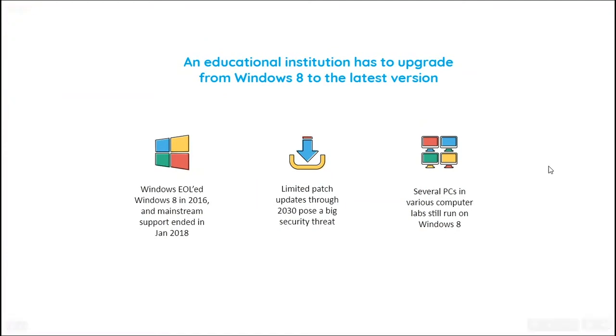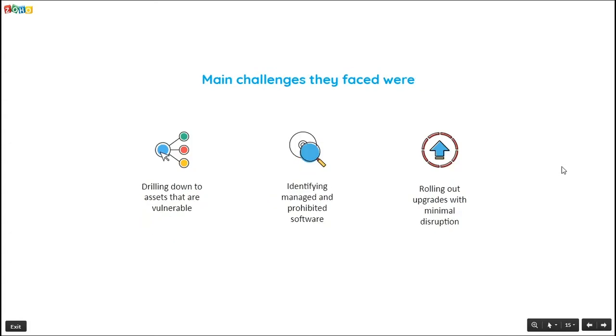So with that, let's take a quick look on how an educational institution has to upgrade from Windows 8 to the latest version. So Windows EOL'd the Windows 8 operating system in 2016, and the mainstream support had ended in Jan 2018. So an institution later discovers that there are several PCs and there are several computer labs which still run on the Windows 8 operating system, right? So how do you track, or how does the institution track all these? So these were the few challenges which they had faced.